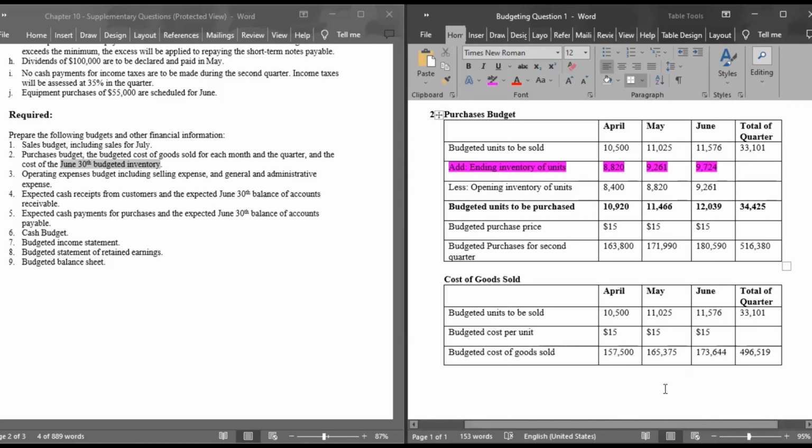So now we need to calculate the cost of June 30th budgeted inventory. Can you please tell me what is the quantity of budgeted units on 30th June?